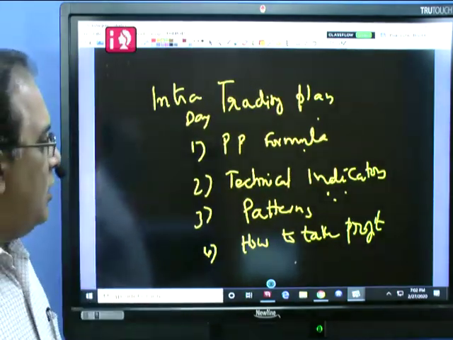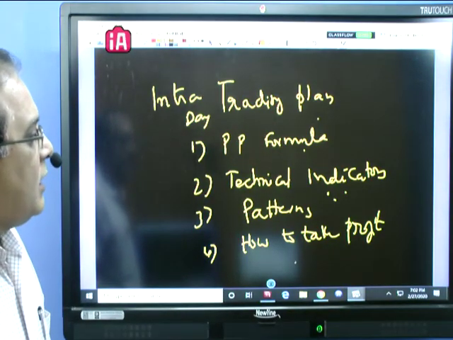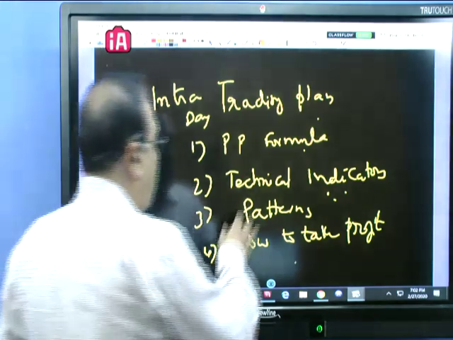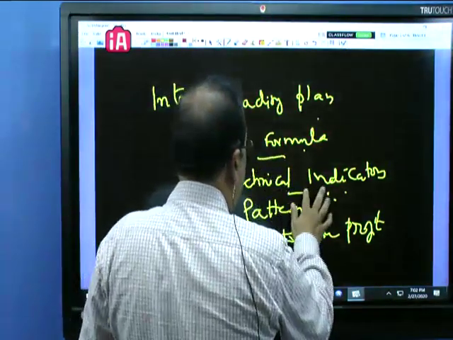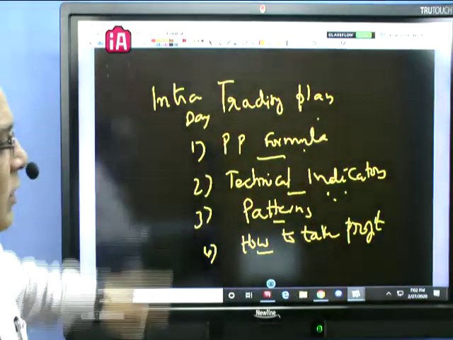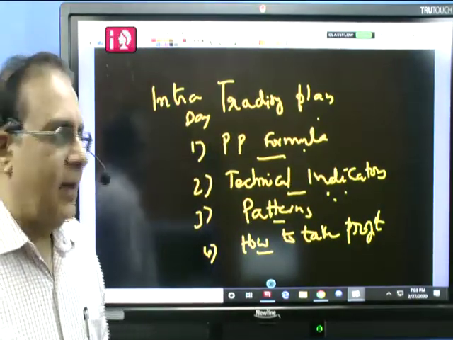So what we will look at today is the intraday trading plan. We'll look at some aspects of the pivot point formula and how to use it, some technical indicators, some patterns, and how to take profit. These are four essential areas which will help you firm up a trading plan.